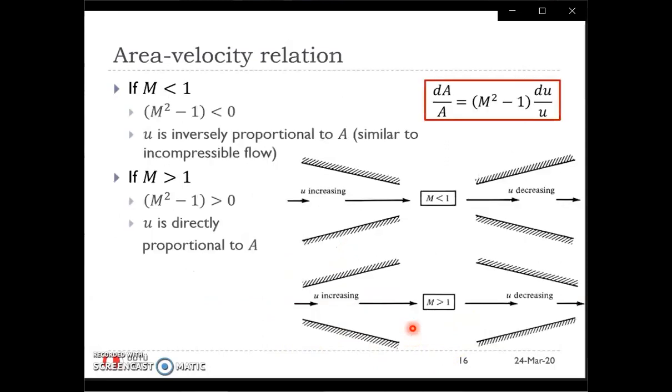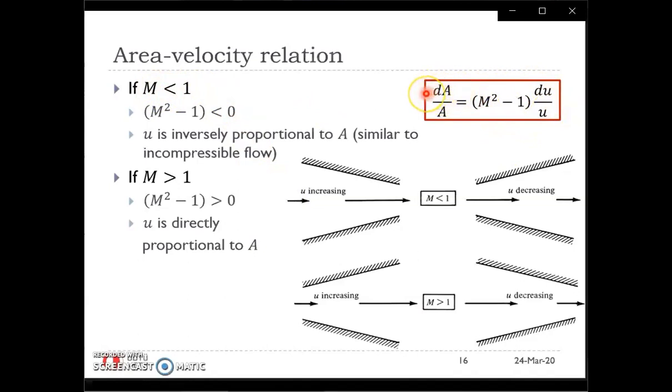The importance of this is explained in this slide. The area velocity relation tells us a very important story about the main characteristic difference between subsonic and supersonic flows. So if the flow is subsonic, so Mach number is less than 1, you can see that in this equation, this term is going to be a negative term. So there's going to be a minus sign in front of du over u.